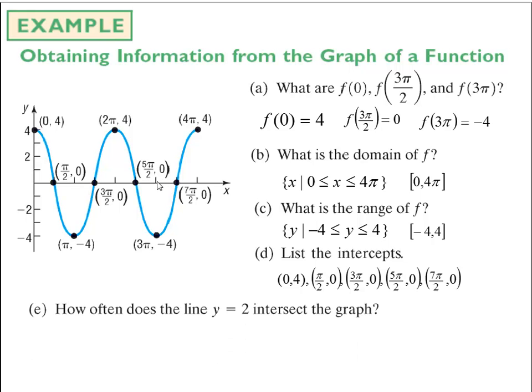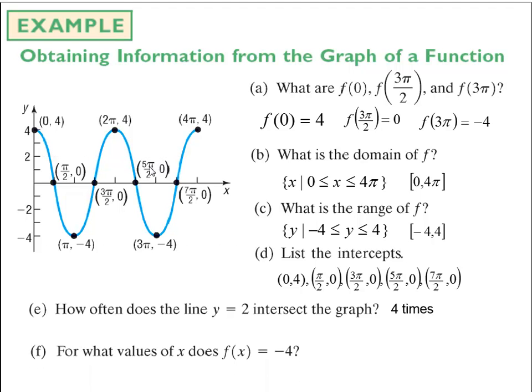All right, letter E says, how often does the line y equals 2 intersect the graph? Now remember, this is a horizontal line right at y equals 2. So I need to plot the graph y equals 2. So there's the line y equals 2. And then how many times does that intersect our function? It looks like 1, 2, 3, 4 times it intersects our function.